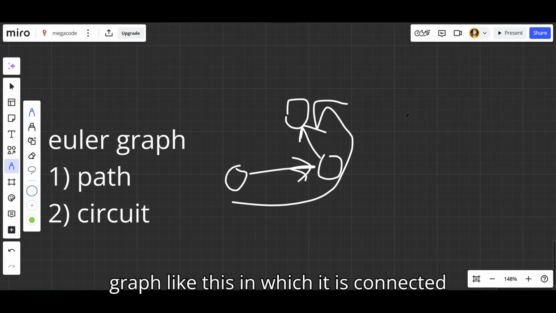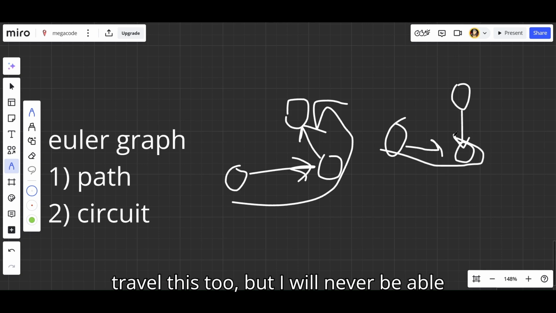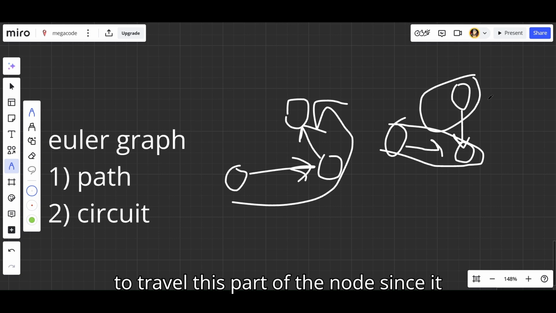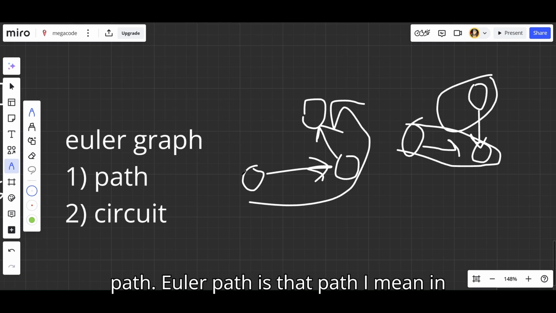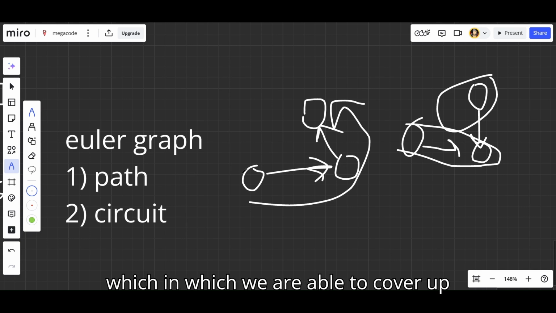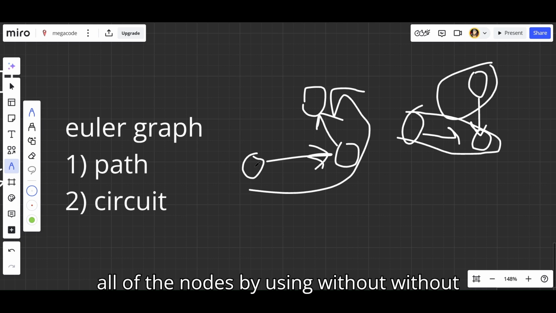And let's say I have a graph like this, in which this one points to this, and this one points to this. Although I'm able to travel this too, I will never be able to travel this part of the node since it is pointing in this direction. So this is not an Euler path, and this one is the Euler path. An Euler path is a path in which we are able to cover all of the nodes without lifting the pen.